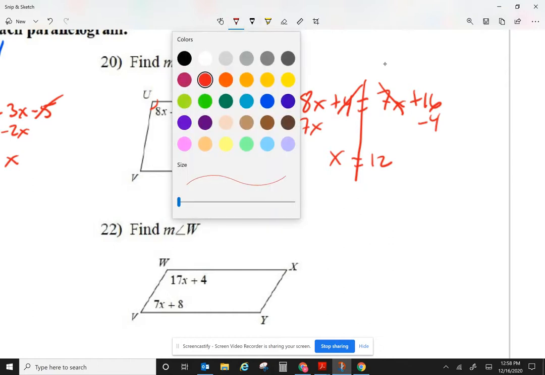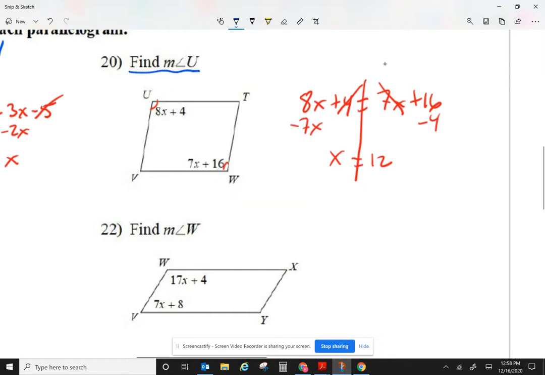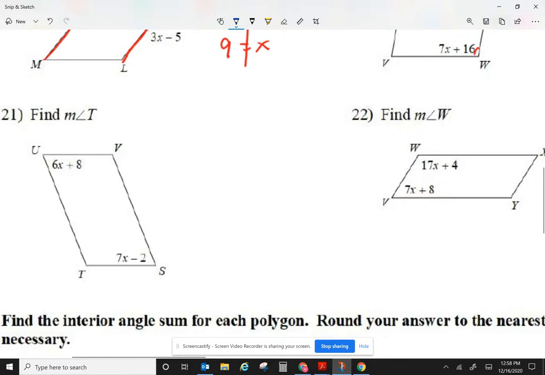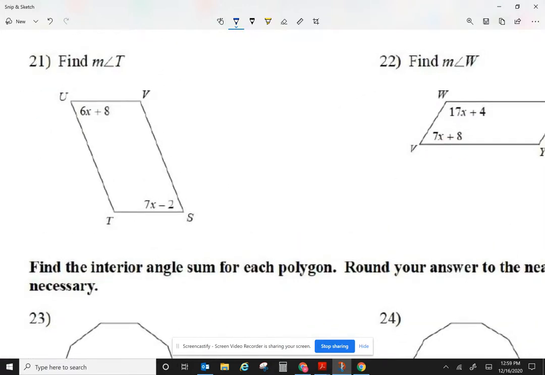The instructions here are find the measurement of angle U. We can see U is 8x plus 4. So I'm just going to go 8 times 12 plus 4. I know 8 times 12 is 96, and 96 plus 4 is 100. So solve for x and then use the value of x. Remember, opposite angles are equal to each other. So I'm going to start doing that here in question number 21.